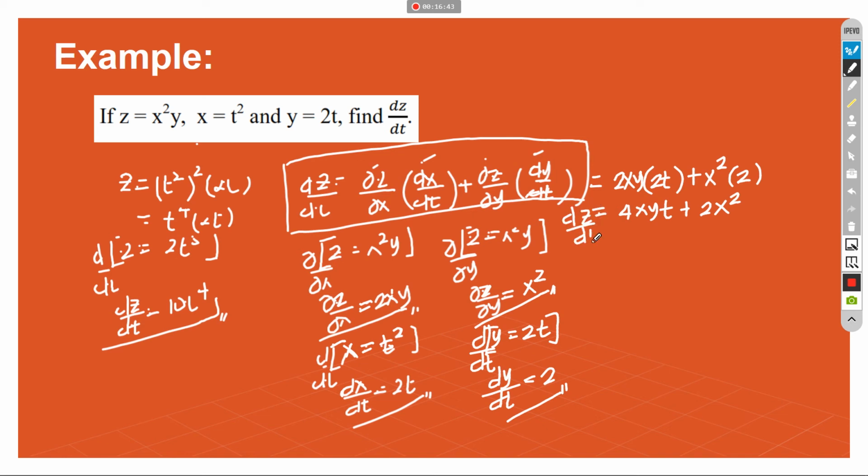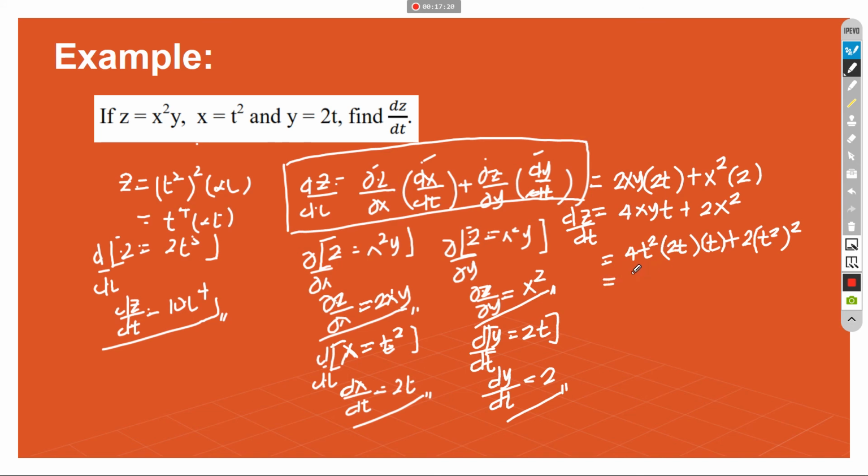Yan yung sinusolve natin, no? Okay, so, substitute the value of x. Ano yung value ni x? X is just t squared. So, we have t squared times y. Ano value ni y? 2t times t. Plus 2. Again, what is x? X is t squared na naka-squared pa sa labas.